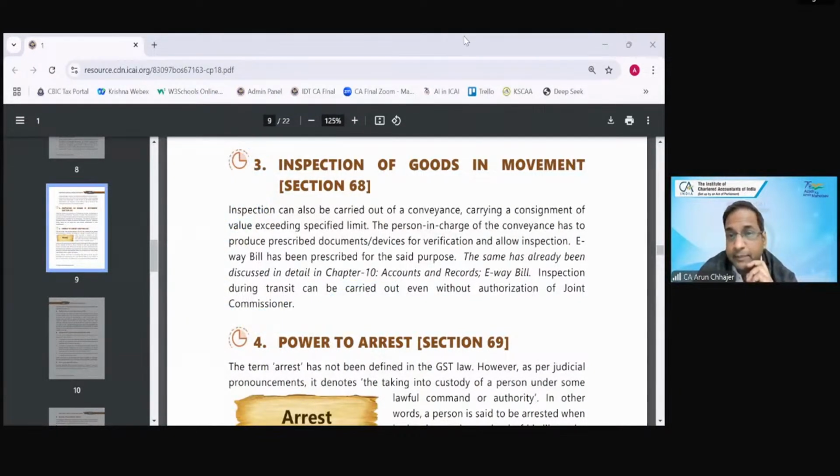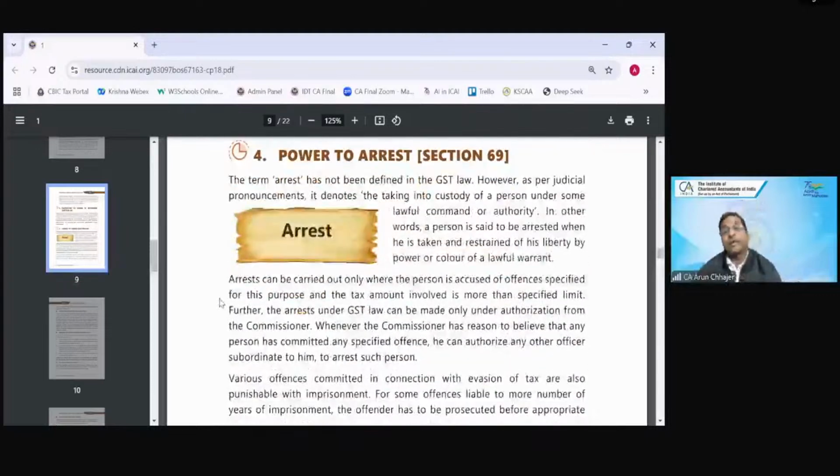Now, it says that person in charge of the conveyance has to produce prescribed document and device for verification and allow inspection. E-way bill has been prescribed for the said purpose. The same has already been discussed in the chapter 10. Correct. Now, power to arrest.